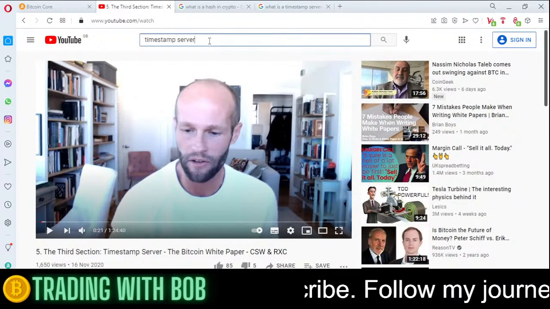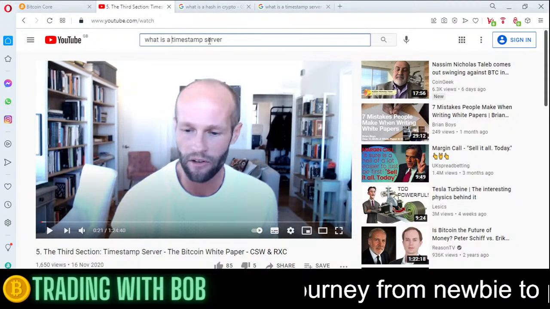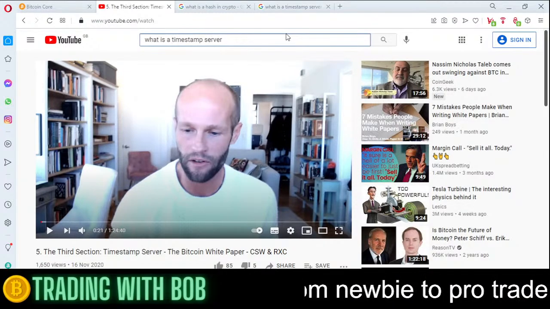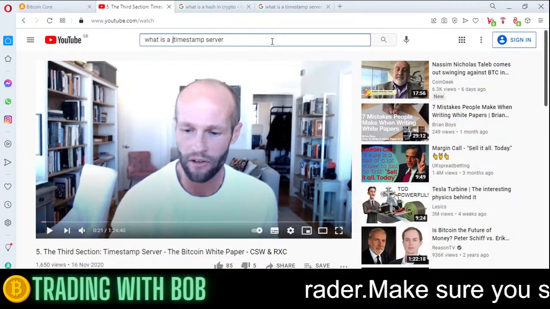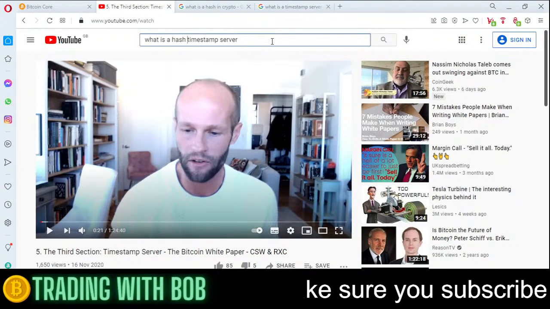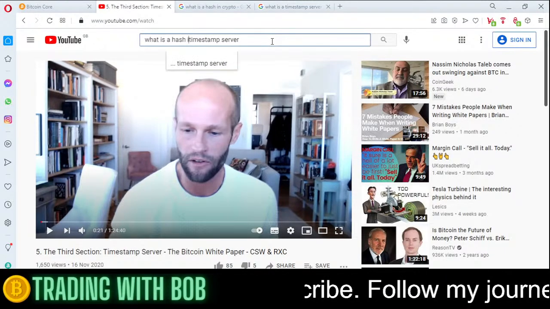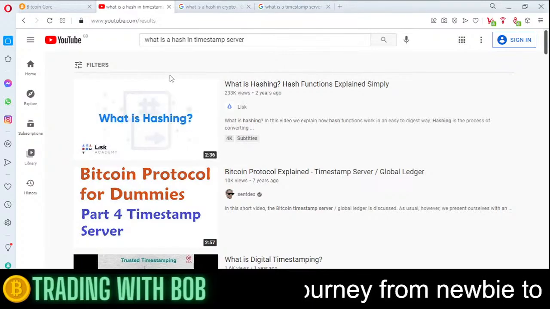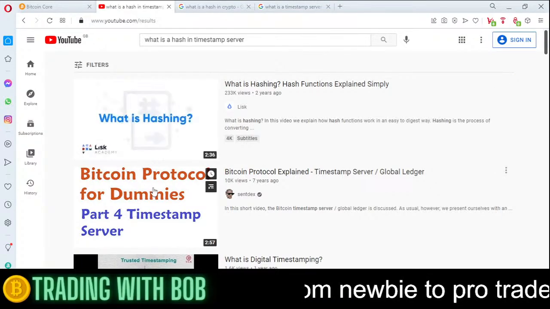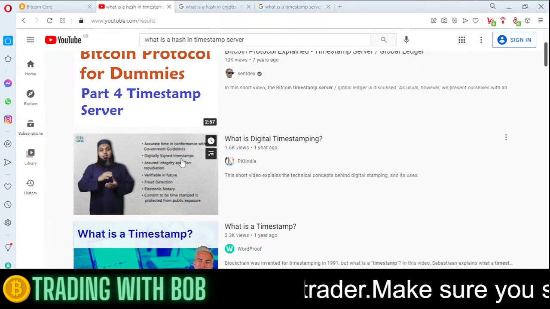What is a hash? What is hashing in a timestamp server? Hashing function explained. Timestamping.